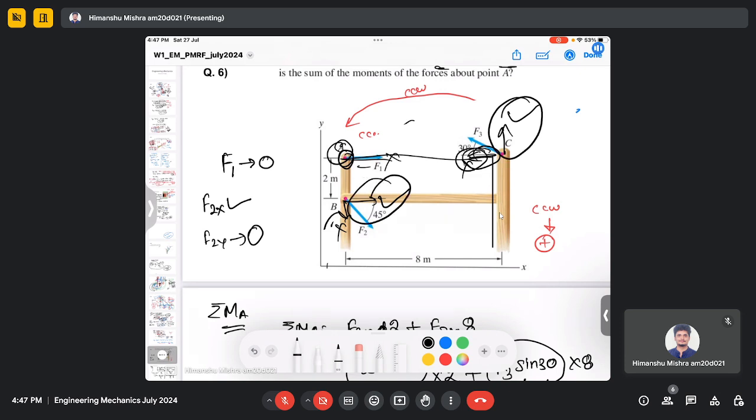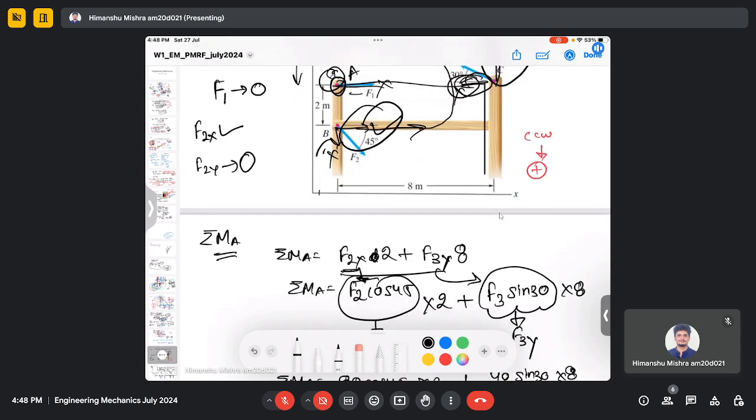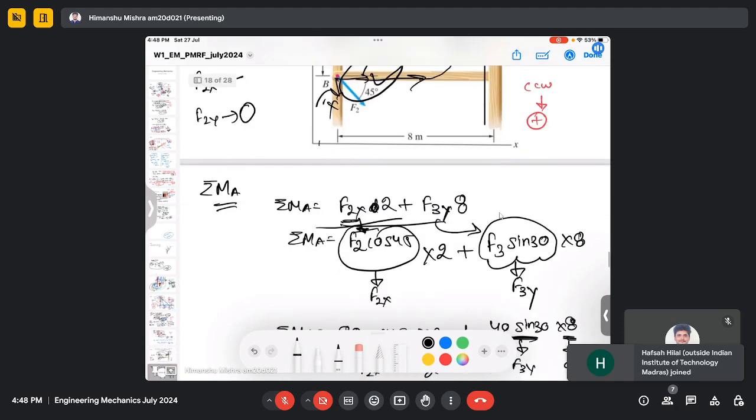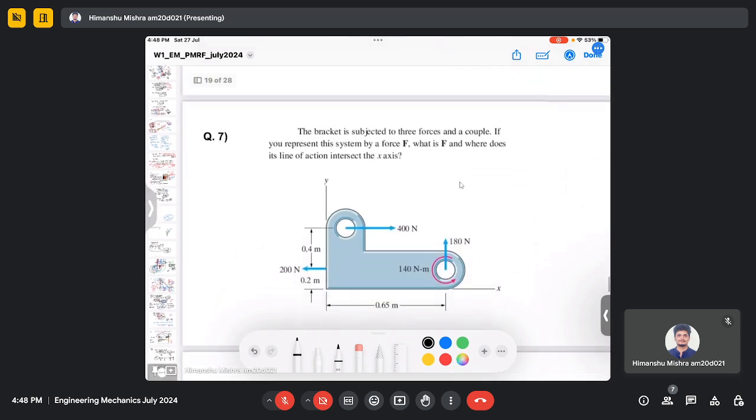Then we defined the direction: the force revolves in the counterclockwise direction around point A. This is point A. Similarly, this also revolves in the counterclockwise direction around point A. Then we used Varignon's theorem, that the moment at point A is the summation of the moments from all the components of forces, to find the overall moment at point A. So any doubt? Okay then, let's move to another problem.